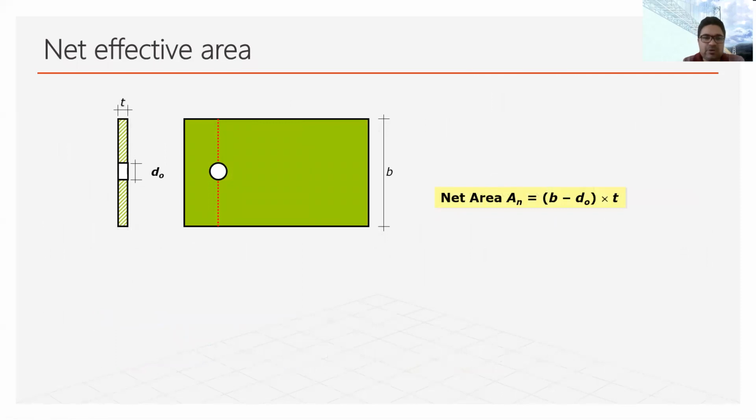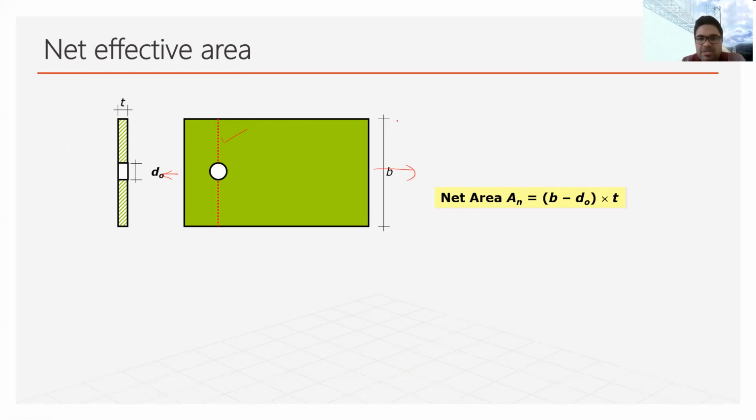Say in this case, you can see, for example, this plate is there, and if it is subjected to tension, obviously the plate will break along this line, this red line. So at this, what will be the cross-sectional area?